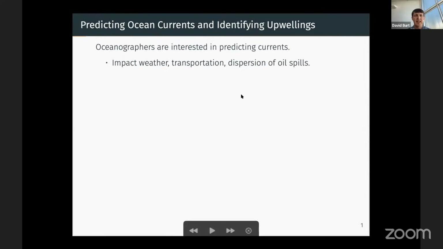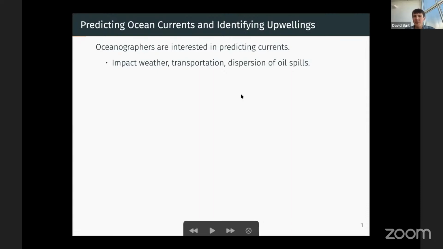To outline the task, oceanographers are interested in things like predicting the ocean current at a place. The ocean current is important because it can impact weather. It can also impact transportation. If you think about ships moving across the ocean, they're affected by the current. And also things like dispersion of oil spills in the ocean.